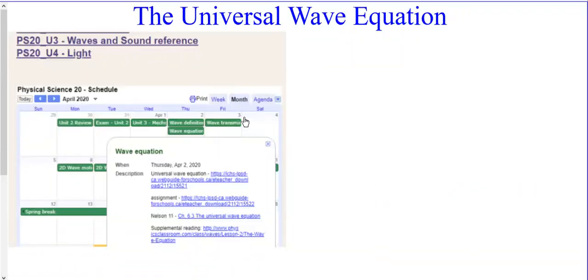A good place to get notes for this, if you just want to print them off yourself, is on April 2nd on the calendar. And again, there is a nice reference textbook in the Unit 3 Waves and Sound reference, but I linked it inside the April 2nd little drop down. That would be the universal wave equation, chapter 6, section 3. So let's just get going with this.